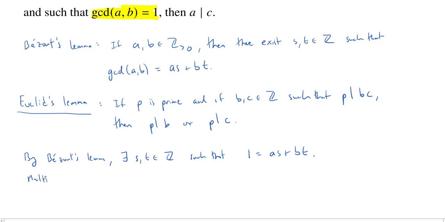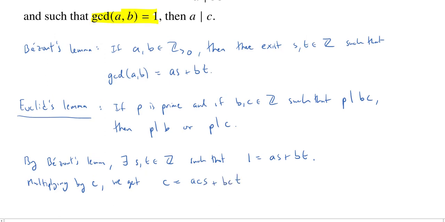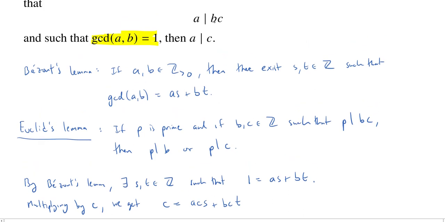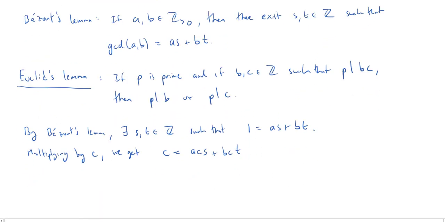So multiplying by c, we get c equals, let's write it as acs plus bct. Now, our assumption was that a divides bc. And so we do have a bc now, right? There's a bc, which is a multiple of a.